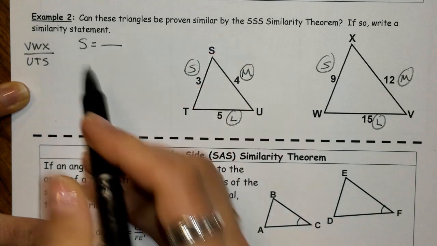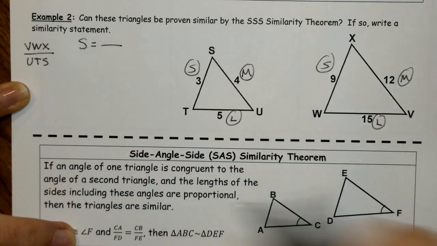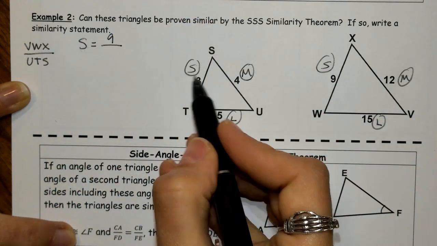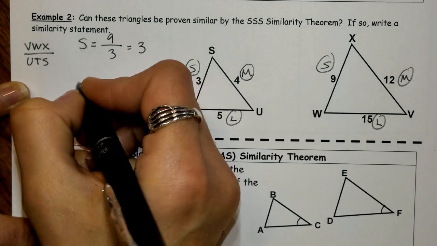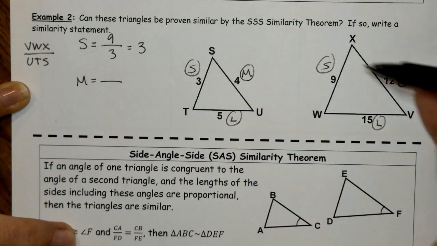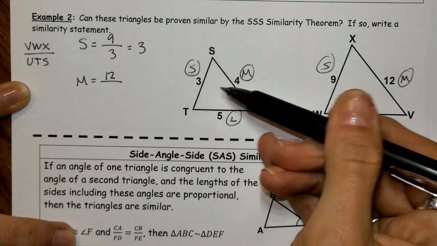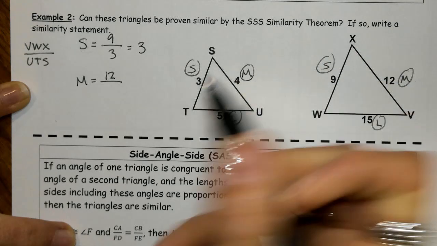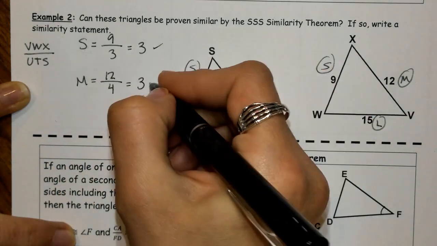We're looking at the small sides. I want VWX first, so the 9, over the corresponding small side of 3. This simplifies down to 3. Looking at the medium, we want VWX first, the medium was 12, over UTS's medium of 4. It simplifies down to 3. So far, so good. Okay?